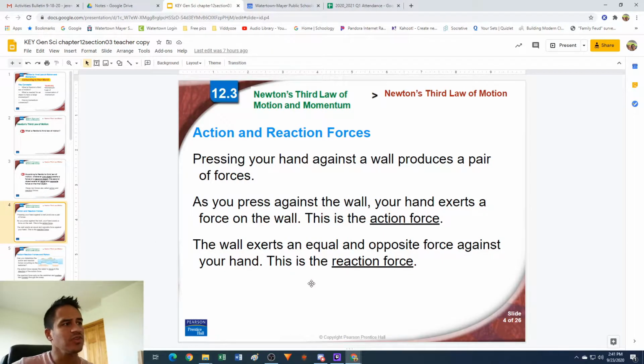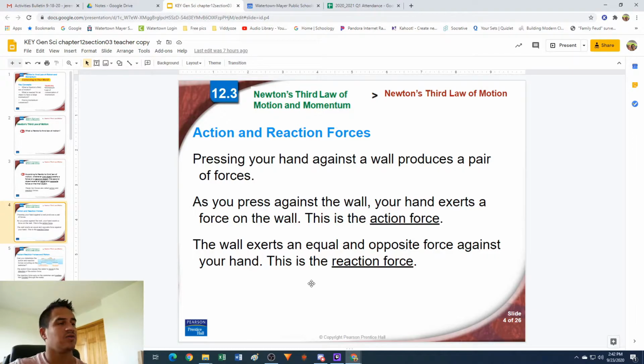Okay. So imagine that you're pushing your hand against the wall, or you can take your hand and push it against the table, or wherever you're at. As you do that, you're exerting a force on the wall, or on the table, or on that object, right? This is what we call the action force. That object, though, is also going to be giving a force back on you, and it's going to be equal in size, but in the opposite direction. That's what we call a reaction force.